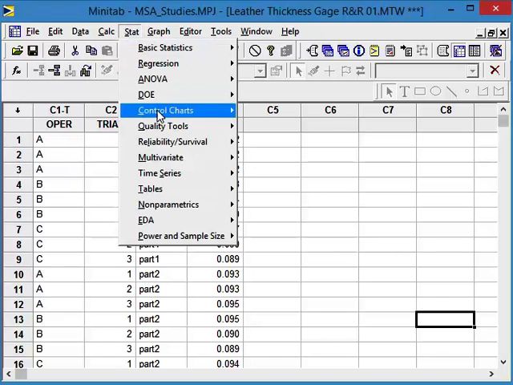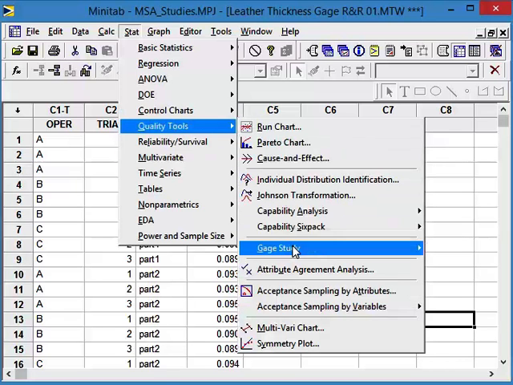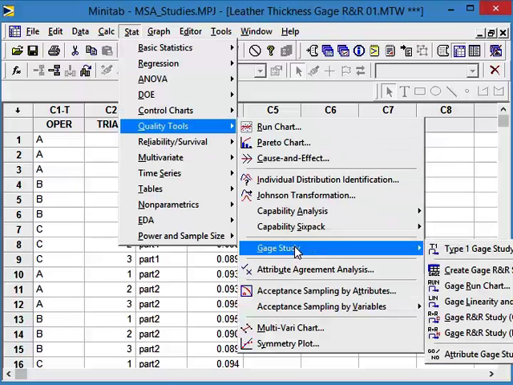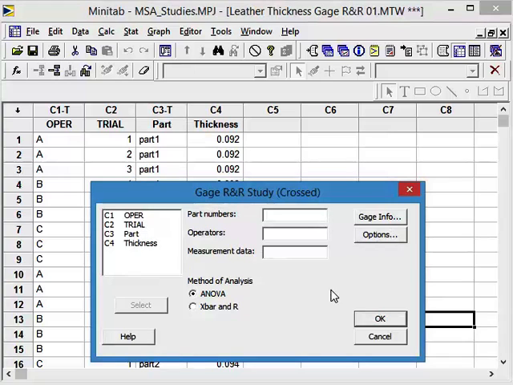So that's Stat, Quality Tools, Gauge Study, and we're going to select the Gauge R&R Study Crossed. All right, the parts are in C3, the part. The operators are in C1, the operator. The measurement data is in thickness, C4. We're going to do an analysis of variance. That's our method of analysis.